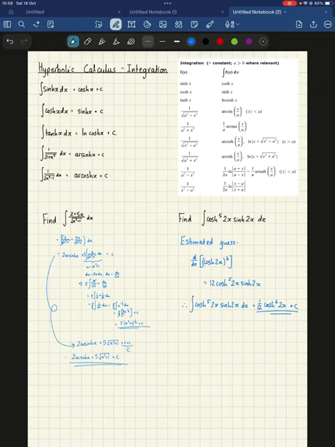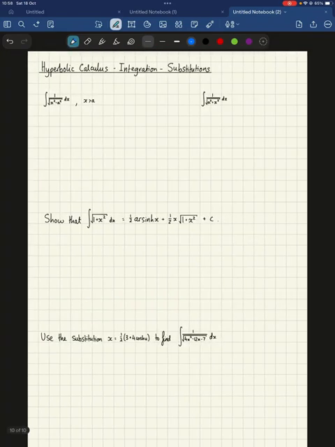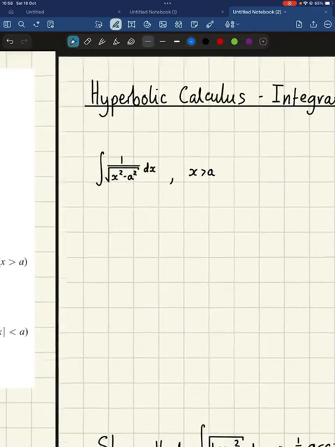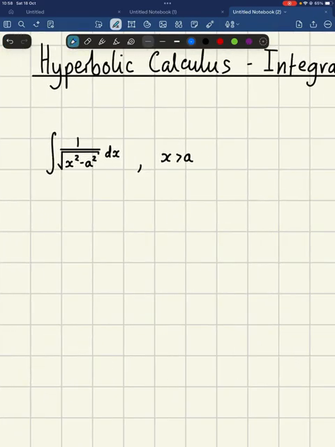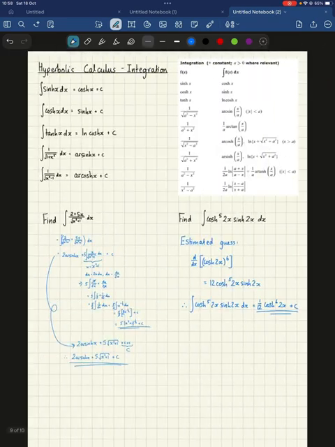So now there's one part left of this topic, which is also in integration, but we're using substitutions. Just like in normal trig, where we have trig substitutions, here we can have hyperbolic substitutions. If you see here, we've got the integral of 1 over the square root of x squared minus a squared dx.